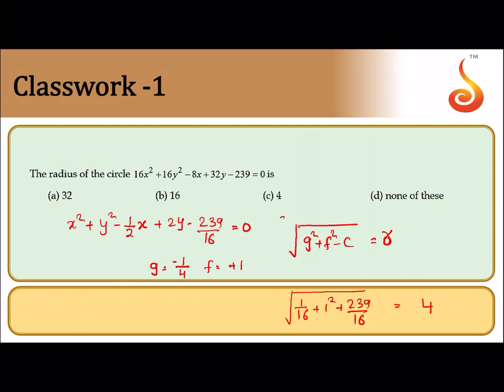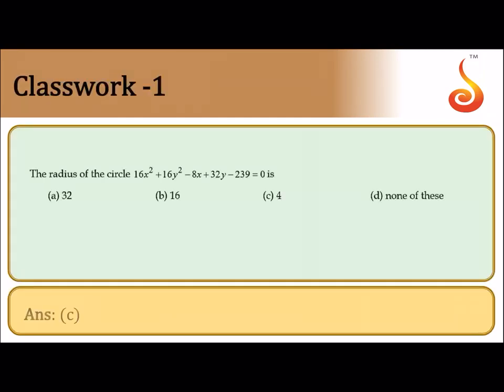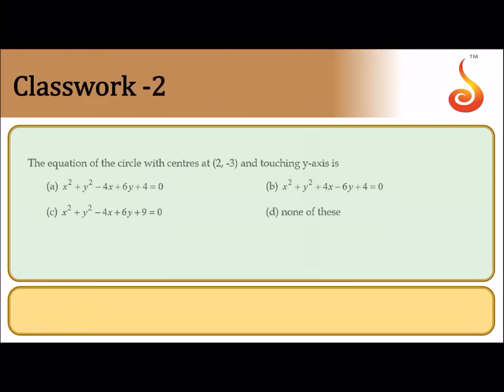4. Whenever I discuss a problem, I always write the formula in a curly bracket. This is the formula, under root of g square plus f square minus c. I hope you all have understood. So we reduce it to the form x square plus y square, then we compare with the standard equation x square plus y square plus 2gx plus 2fy plus c equal to 0. That's the radius. So answer C is correct.